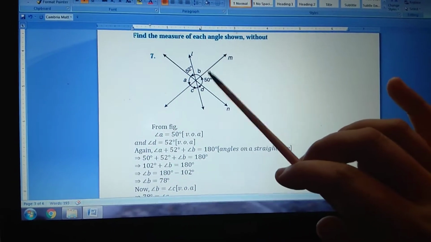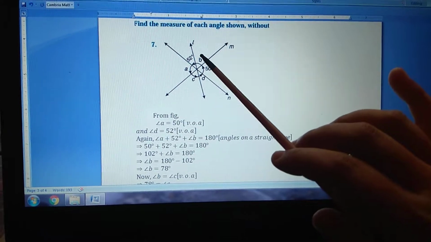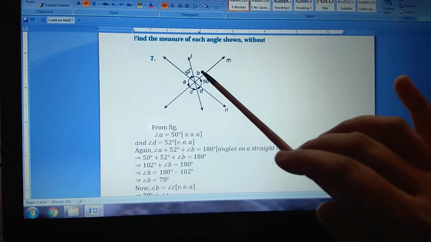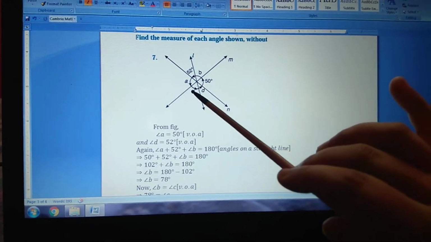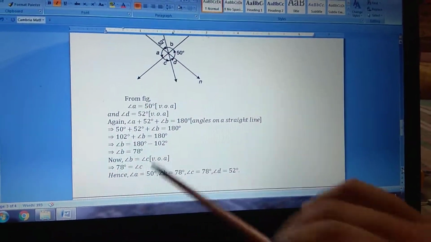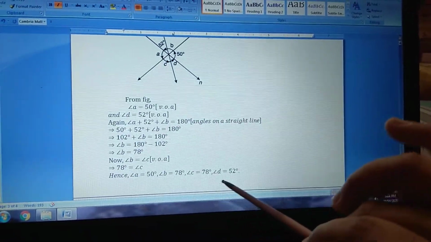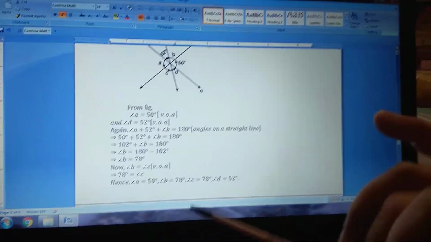Now look at the figure carefully. We can find B and C are again vertically opposite angles. So if B value is 78, then C's value must also be 78. So you can see C value also we have got as 78. Hence, all the unknown alphabets' values we have got.